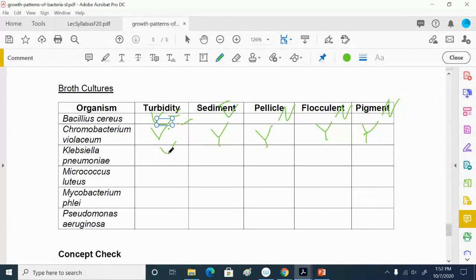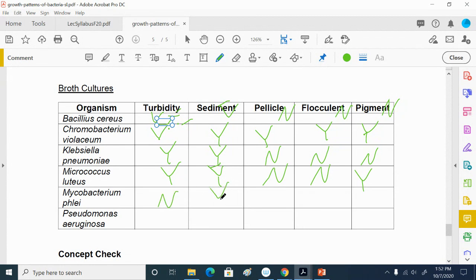Klebsiella, yes. Turbidity, yes. Sediment, no. Pellicle, no. Flocculent, no. Pigment, no. Micrococcus luteus, yes. Turbidity, yes. Sediment, no. Pellicle, no. Flocculent, yes. Pigment, right? That yellow pigment. Mycobacterium phlei, no turbidity.